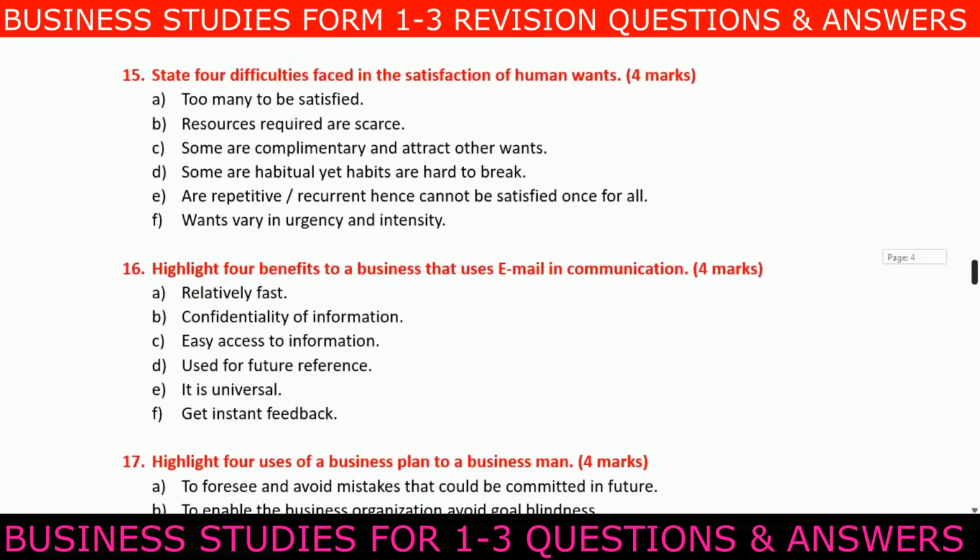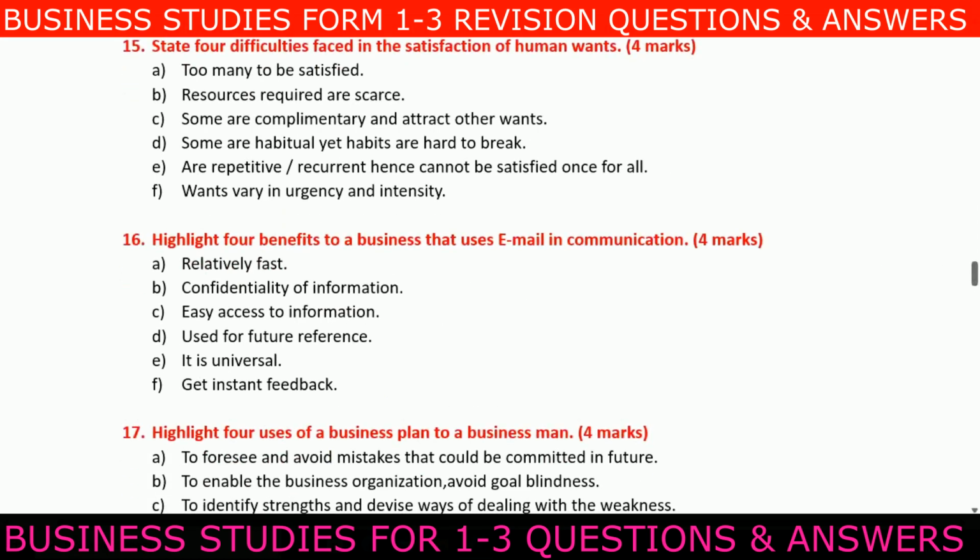We go to question number 15. Highlight 4 difficulties faced in the satisfaction of human wants. Difficulties faced. Number 1, too many wants are to be satisfied. Number 2, resources required are scarce. Next, some are complementary and attract other wants.